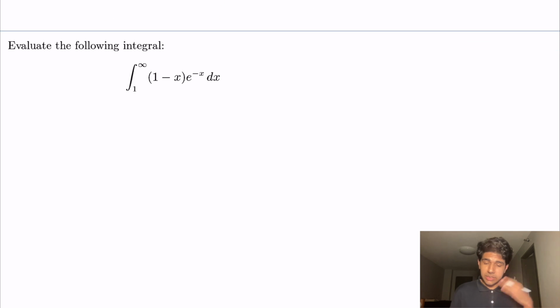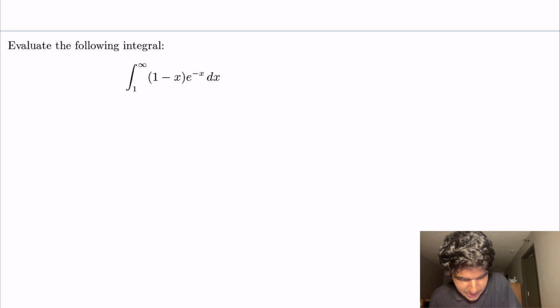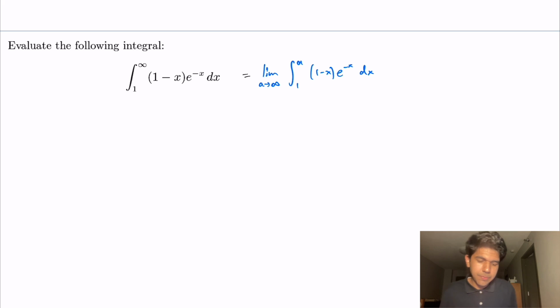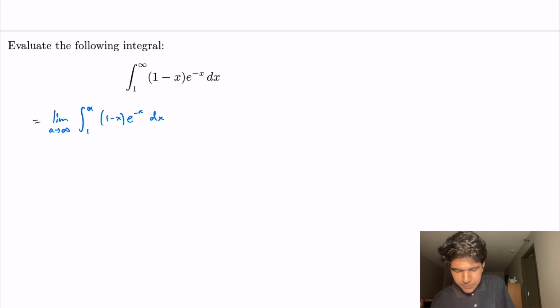Another integral, 1 to infinity of 1 minus x times e to the negative x dx. We see the infinity, we're going to have to do that variable replacement. So we can say that this integral is equal to, let's use a different color. Yeah, I'm feeling this color. Limit as a approaches infinity of the integral from 1 to a of 1 minus x times e to the negative x dx. And now we just have to evaluate that integral as normal. I'm actually going to move this down here.